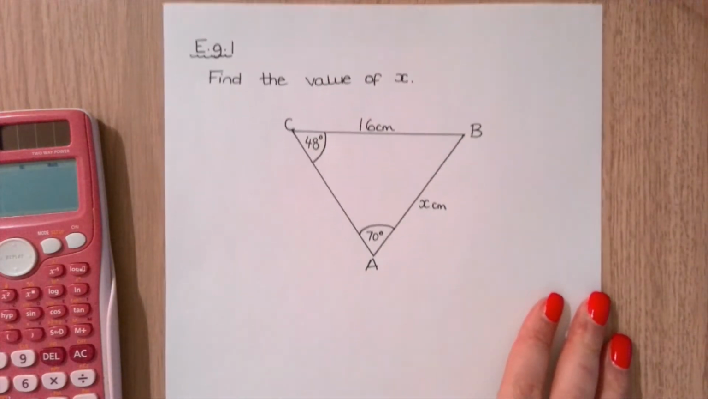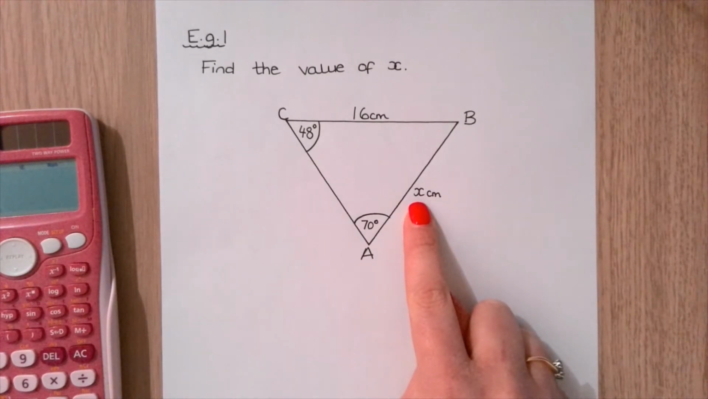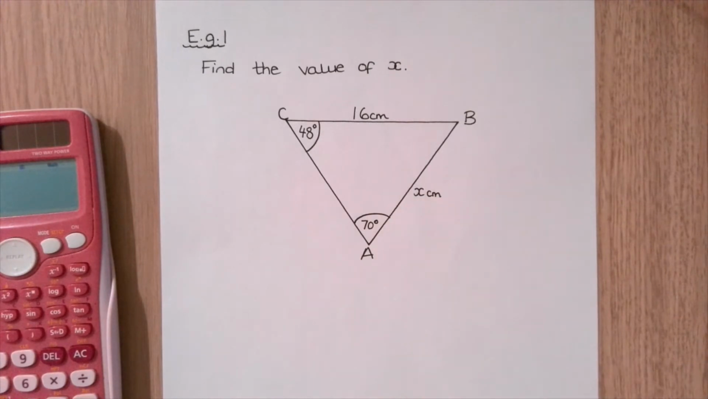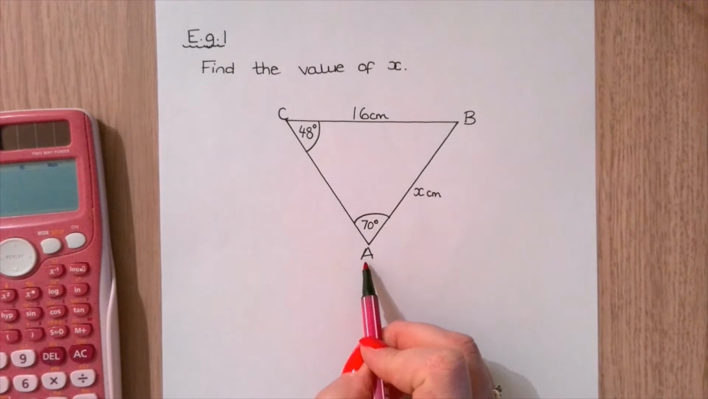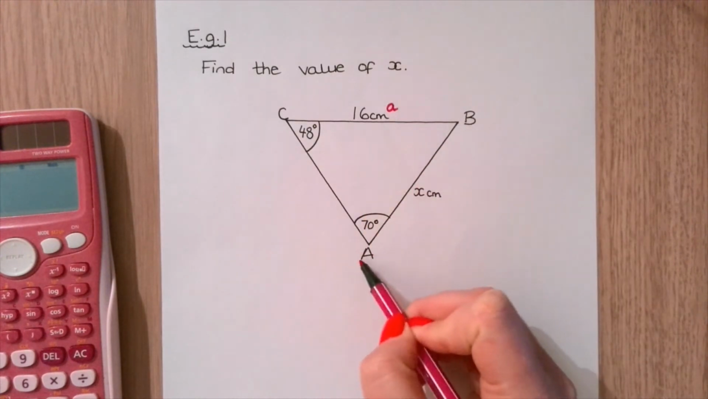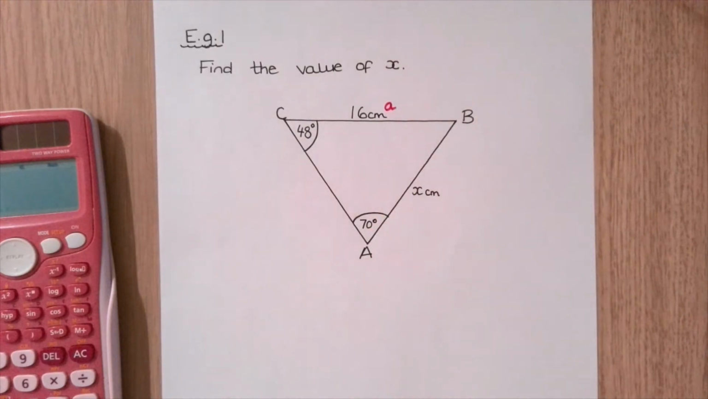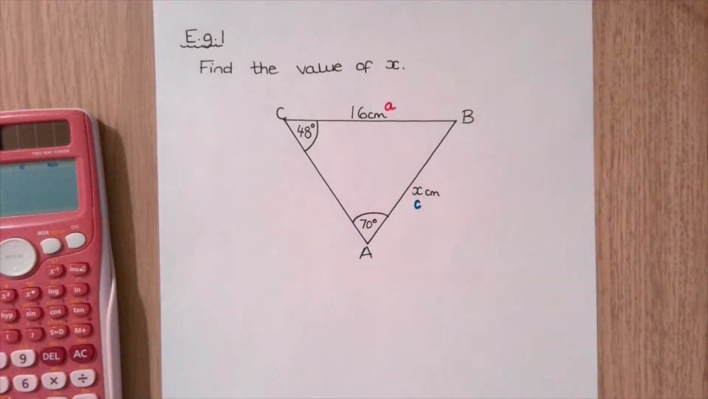Here's my first example. Find the value of x. As you can see, x here is a length that we are looking for. So the first thing that I'm going to do is label my lengths and my angles. My angles have already been labelled for me, so all I need to do is to label my lengths. 16 is opposite my capital A, so that becomes my lowercase a. And the x is opposite my capital C, so that is my lowercase c.